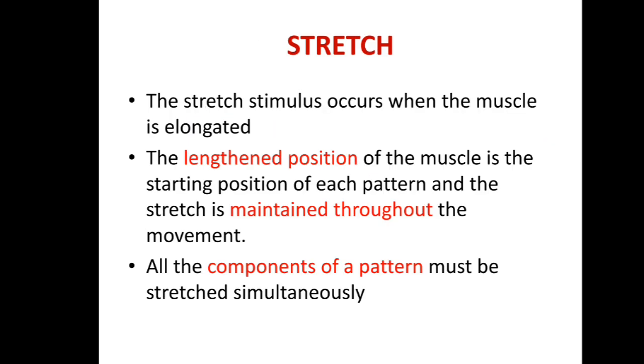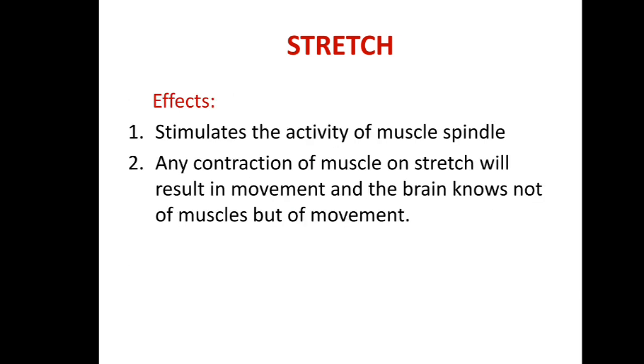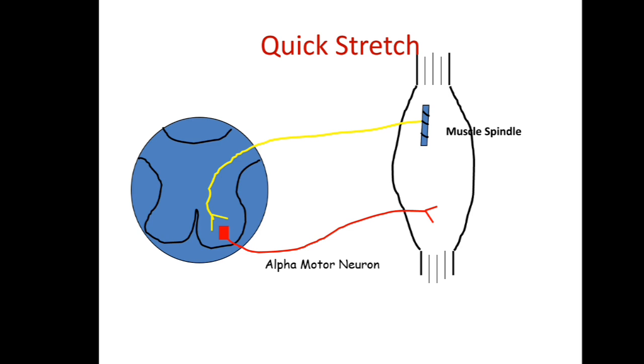Stretch, which occurs when the muscle is elongated. So the lengthened muscle position is the starting position of each pattern, and stretch is maintained throughout the movement. All the components of the pattern must be stretched simultaneously. So it stimulates the activity of the muscle spindle. Any contraction of muscle on stretch will result in movement, and the brain knows not muscle but movement definitely. So this is the quick stretch. This is how it works.